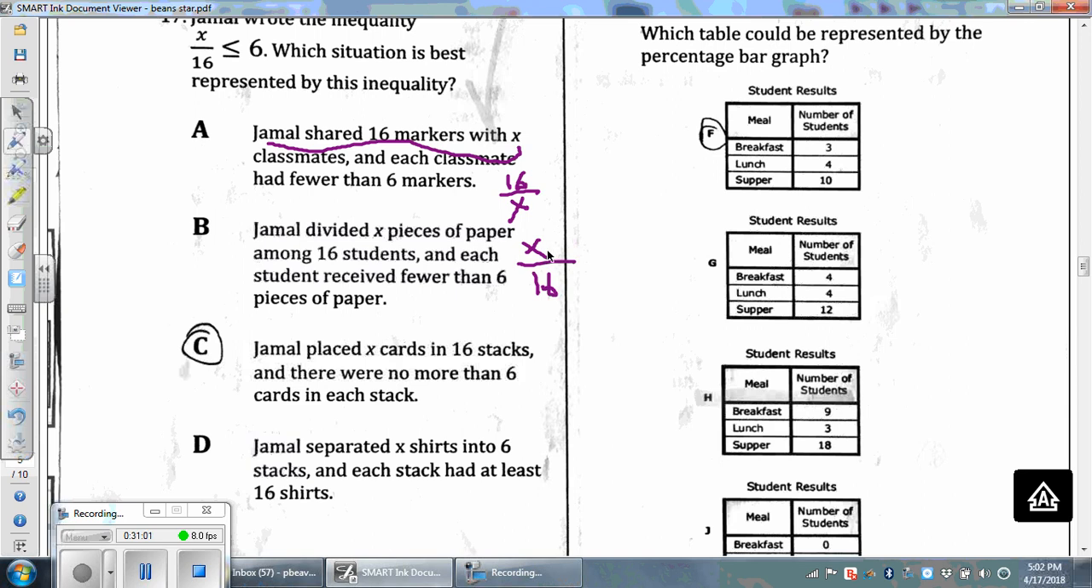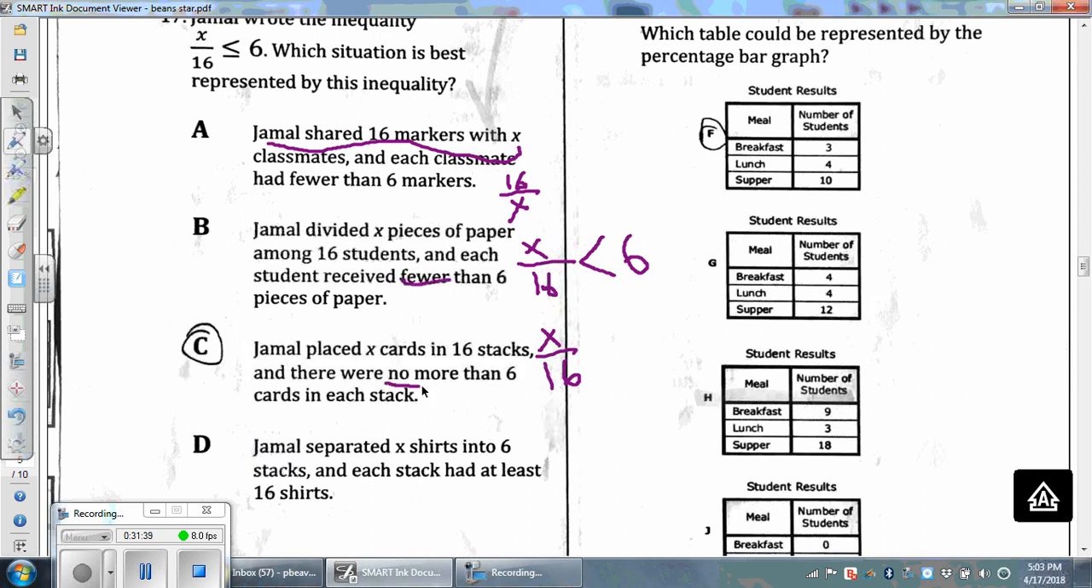That's actually, it could be true, but let's think about it. If he received fewer than 6, then we will only have less than 6. We could not say they received 6. Then for part C, we say x cards divided into 16 stacks. And it says here, there were no more than 6.